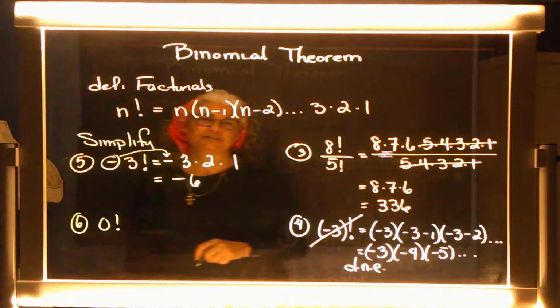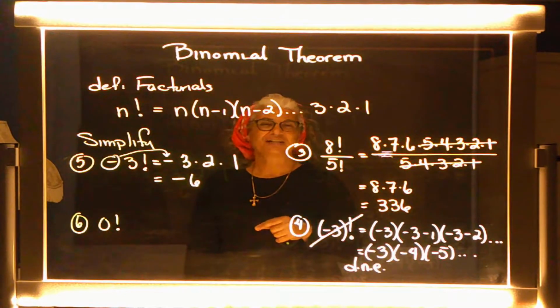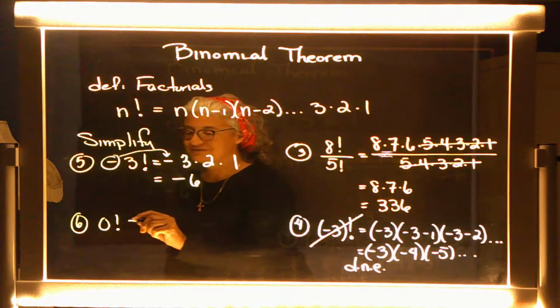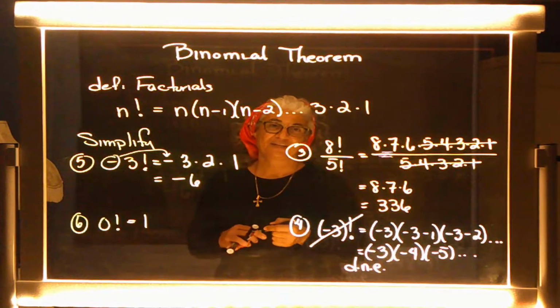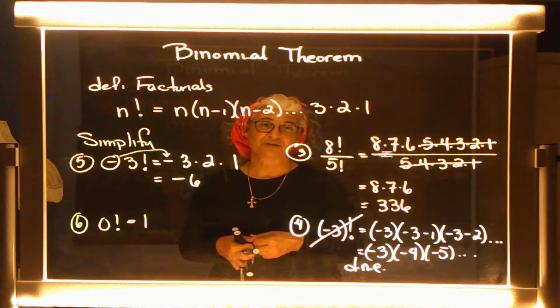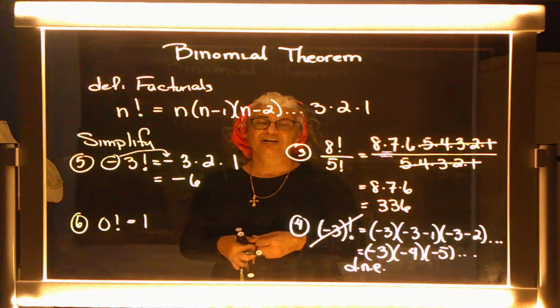Okay. One more for you. 0 factorial. Yeah, you're like, I know. This answer is 1. Just like anything to the 0 power is 1, 0 factorial is also 1. Good? Okay, hang in there.